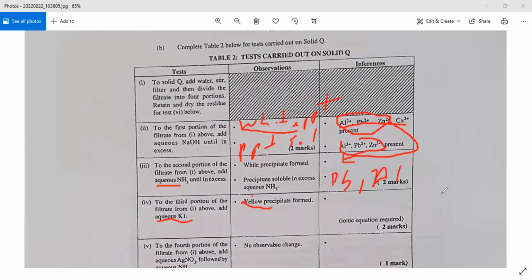That's lead iodide. So now you need to write the ionic equation. Pb2+, aqueous of course, plus 2I-, to produce PbI2 solid. And that's your ionic equation, which is worth 2 marks. Do not play with that. Okay? And I just showed you how to do the general equation for it.